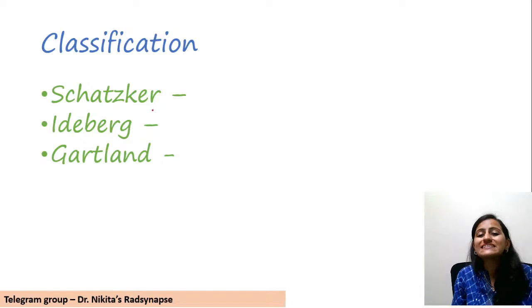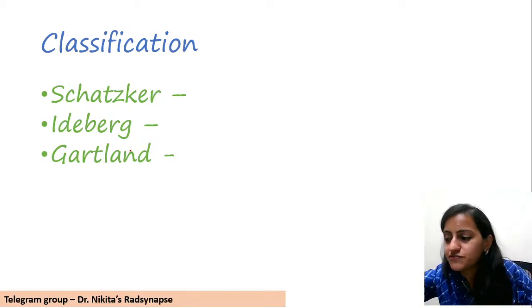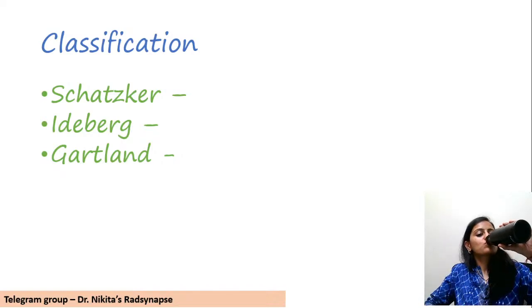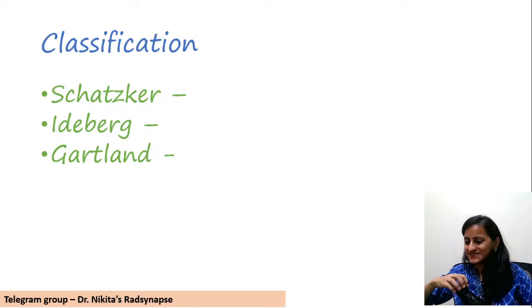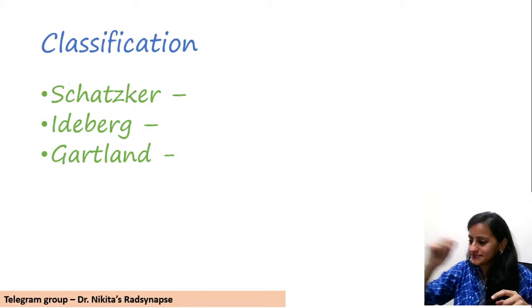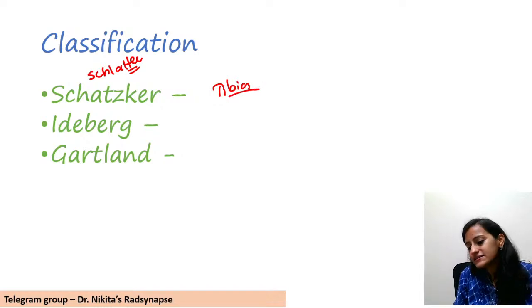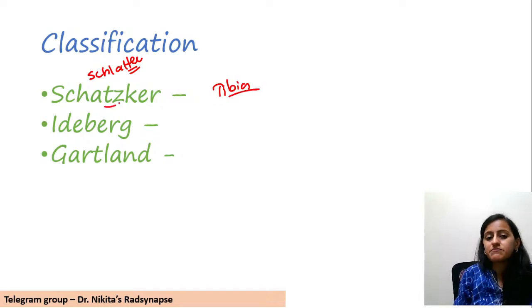Where do we use the Schatzker's classification? Schatzker's is rhyming with your Osgood Schlatter. Remember the Osgood Schlatter? That was for tibia. So similarly here, this is for tibia. Okay, Schatzker's is for tibia.